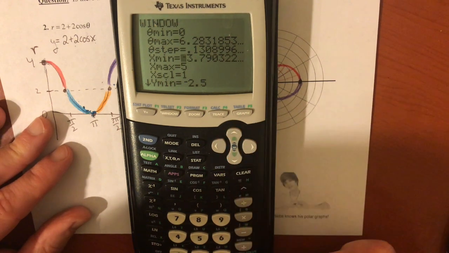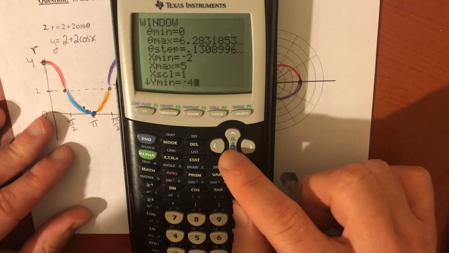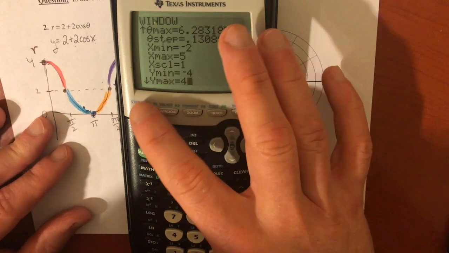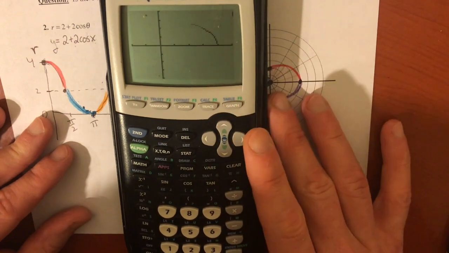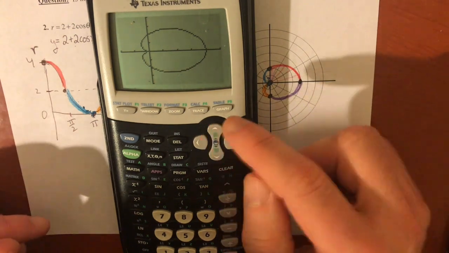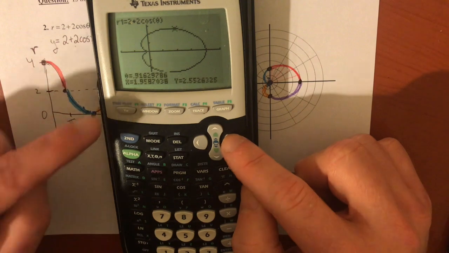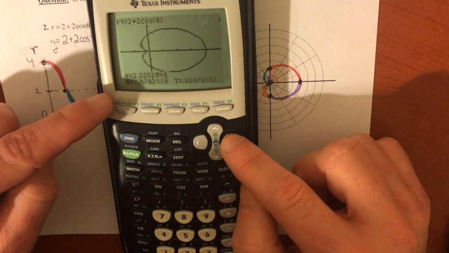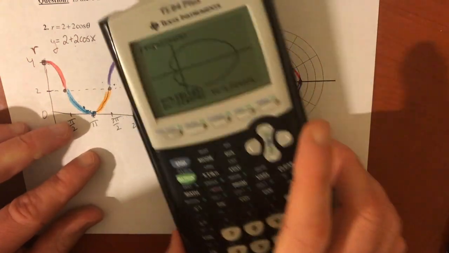And if you want to see it graph again, anyway, pretty cool. You can turn the trace on and you can watch it as you turn to the right. As it increases your theta, you can watch it rotate. And here you go. Very nice.